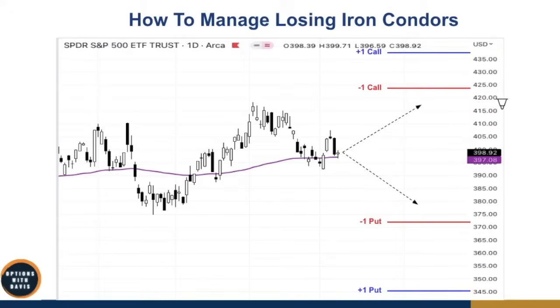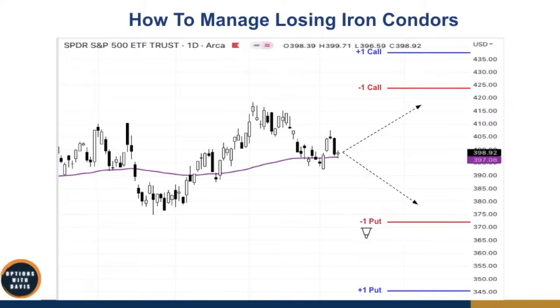For index ETFs such as the SPY, the QQQs, IWMs, they have put skew. What it means is that your options on the put side will be slightly more expensive, and that's only because the perceived risk by the market is to the downside, right? So when you put on this skewed iron condor, you'll notice that the put side is always going to be wider.